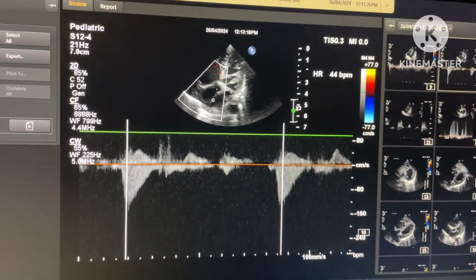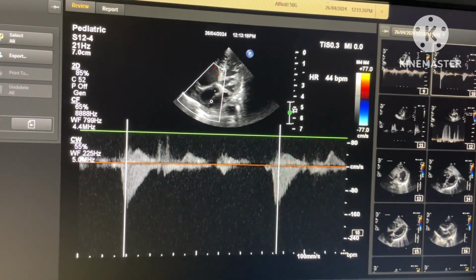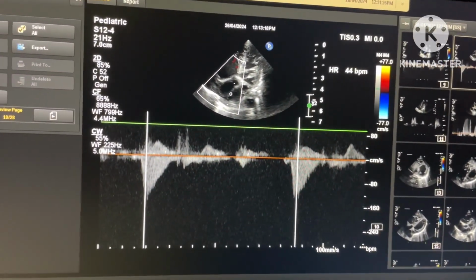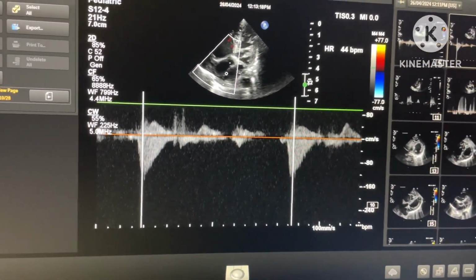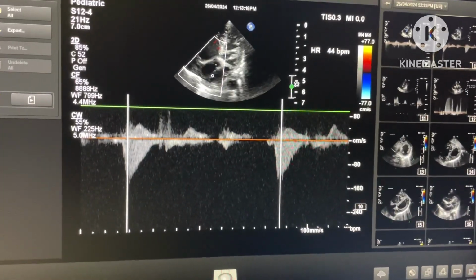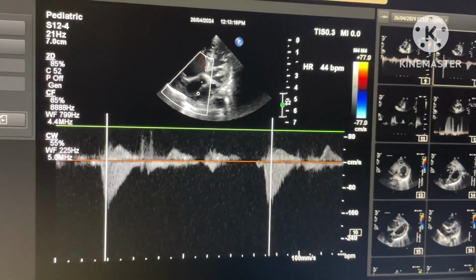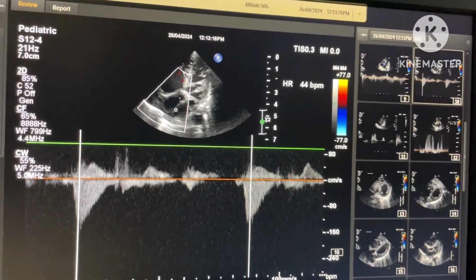This is a case of complete heart block in a neonate, and the baby is on the second day of life. You can see the flow across the aorta, and the ventricular rate is only 44 beats per minute. In this image, the calculated ventricular rate is also only 44 beats per minute.